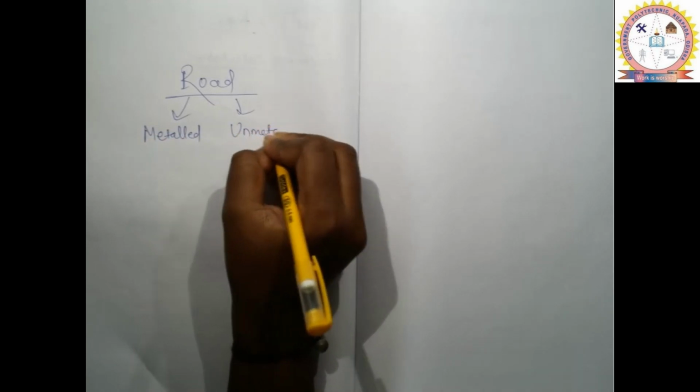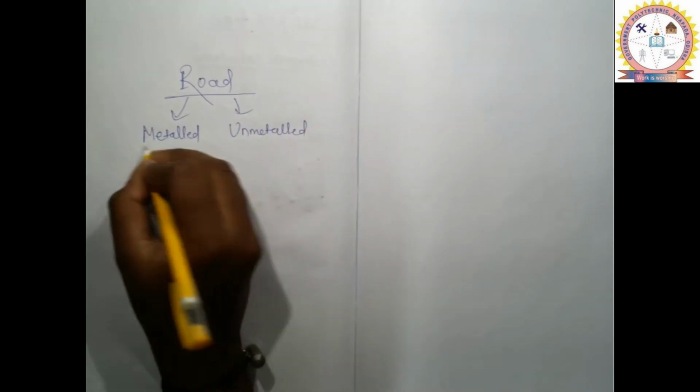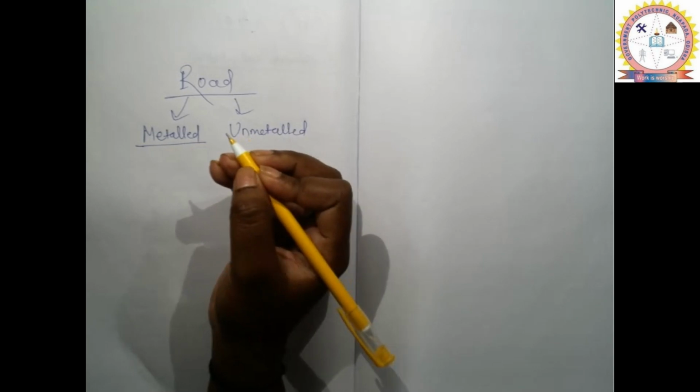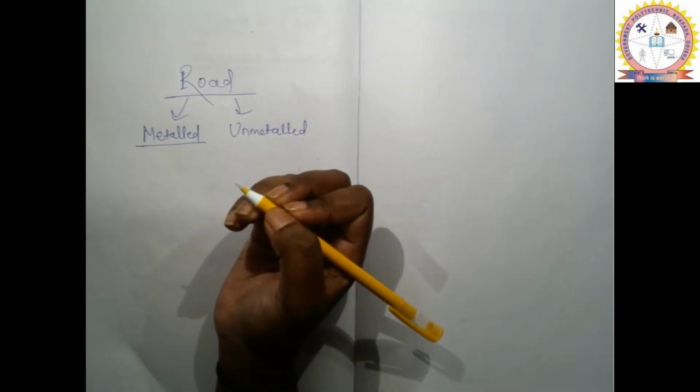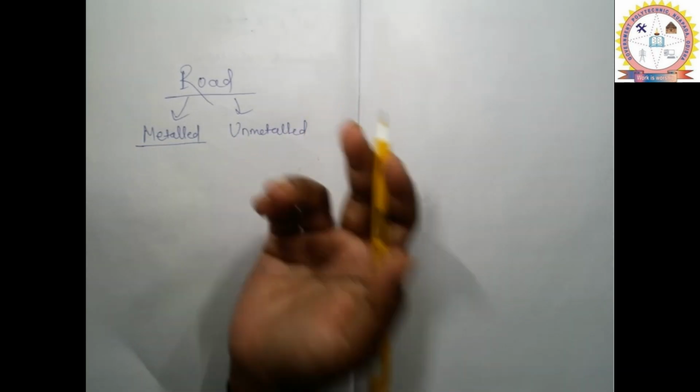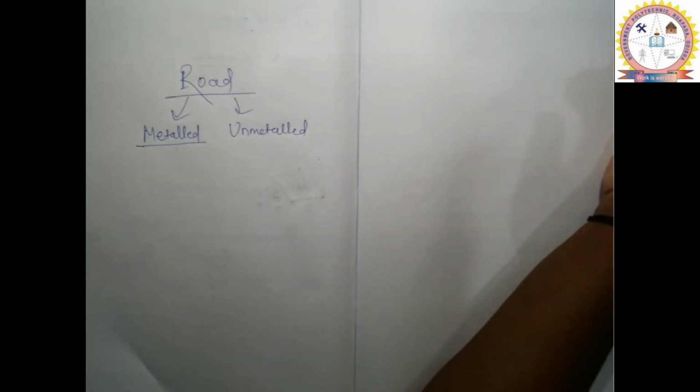So what is a metalled road? Metalled roads are a kind of finished road that has bitumen surfaces, or asphalt surfaces, or we can say tar surfaces. And unmetalled roads are a kind of earthen surface, which in general language we can say is a kacha surface.